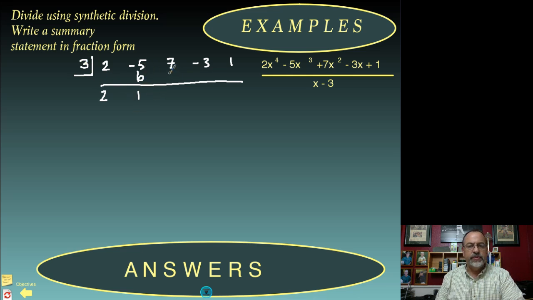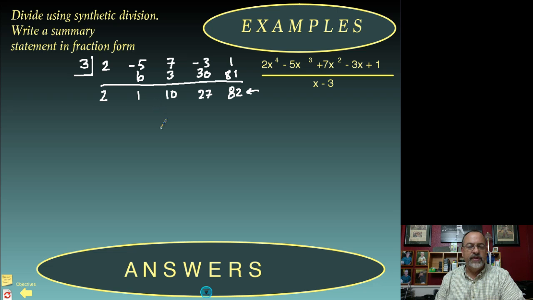3 times 1 is 3, goes under the next value. 7 and 3 is 10. 3 times 10 is 30, goes under the next value, and then I add. 3 times 27 is 81, and then add. So this last number ends up being my remainder. So this is not a factor of this polynomial because I do not get a remainder of 0, but I do have the answer of the division problem here.